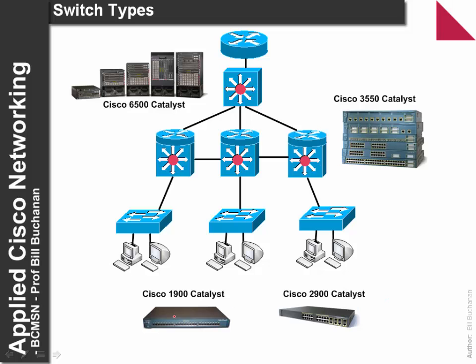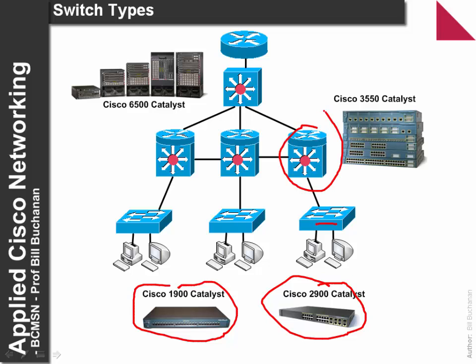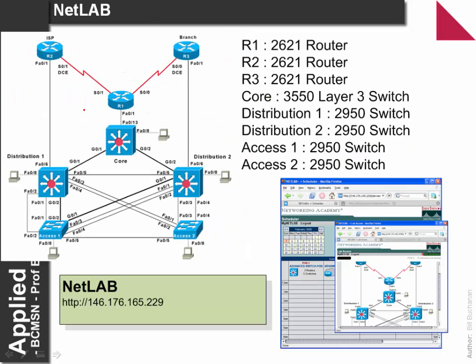The typical switches we see at each layer are a Cisco 1900 Catalyst switch or a Cisco 2900 Catalyst for access. For layer 2, layer 3 switching, we typically see a 3550 Catalyst switch, and for the core of the network we look at highly robust switches such as the 6500 Catalyst.